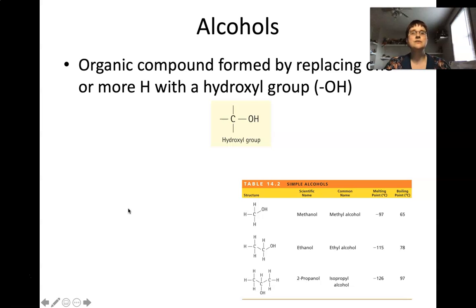So alcohols are where you have an organic compound, usually a hydrocarbon, that is formed by replacing one or more of the hydrogens on that hydrocarbon with what we call a hydroxyl group. So a hydroxyl group is an oxygen and a hydrogen, OH. So you can see here, this is a hydrocarbon, carbon. They didn't put the hydrogens on there because they kind of assume that you know that these single bonds that are sticking out, we have an organic molecule, it's hydrocarbon in this case. But we've got a carbon, and one of those hydrogens in this case has been replaced with an oxygen and a hydrogen. So this is the hydroxyl group.